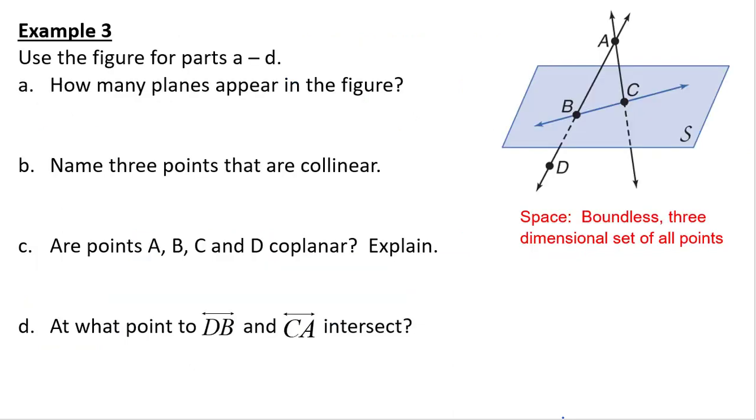Okay, an example that involves these. How many planes appear in our figure? So we have this figure over to the right, and I want to know how many planes are in that figure. So let's look at this. Okay. Well, I have plane S that is very apparent to me. That's the one that I feel like is the most obvious one. Now there's another one. Remember, any 3 non-collinear points are going to make a plane. Look at this plane here.